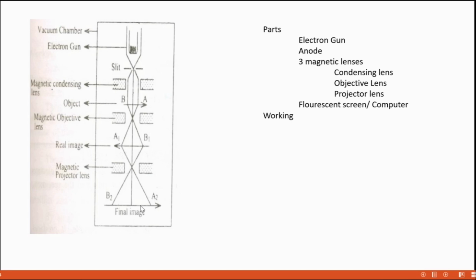And this real image becomes the object for the projector lens. The projector lens forms an enlarged, magnified final image that we can view on a computer, a fluorescent screen or a photographic film. If it is formed on a fluorescent screen, that screen is coated with phosphor or zinc sulfate for viewing this electronic image. This is all about the working of an electron microscope. I think everybody understands that. Okay.